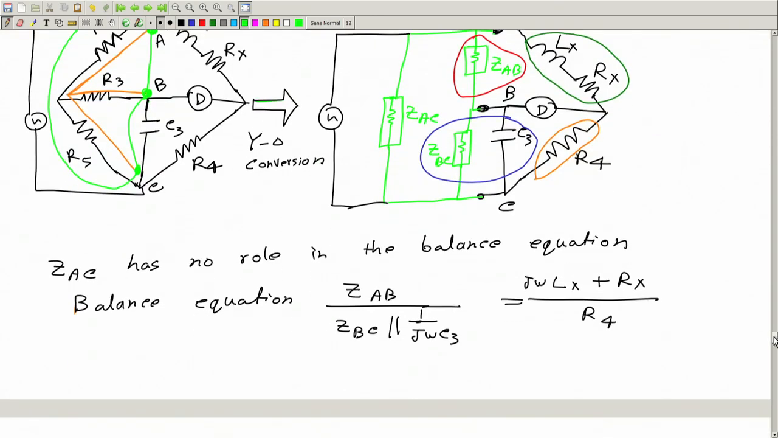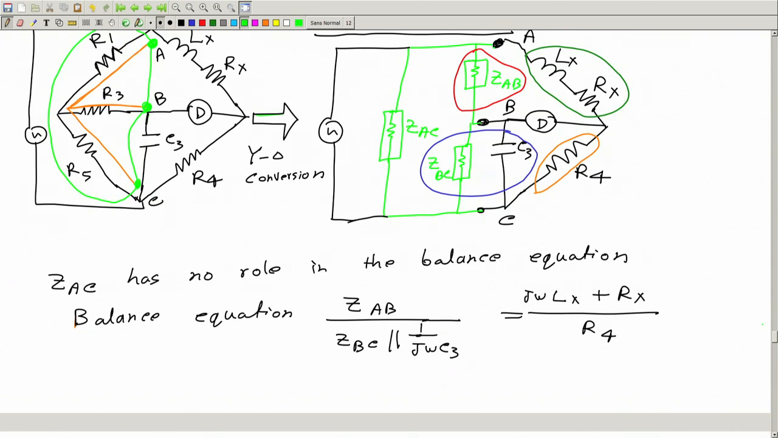And what is the value? The value is, say this ZAB, or you can call it RAB, will be same as sum of these products R1 R3, R3 R5, R5 R1. This is the formula for star to delta conversion divided by the opposite arm. Okay. So, for AB, the opposite arm is this R5, which is not connected to A or B, R5.